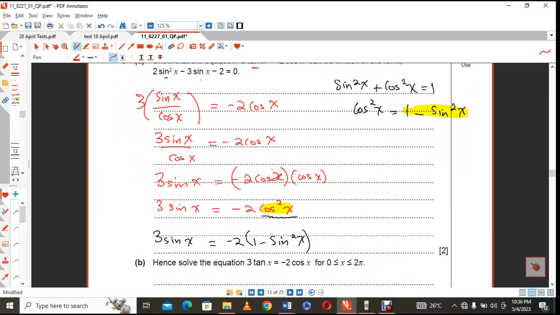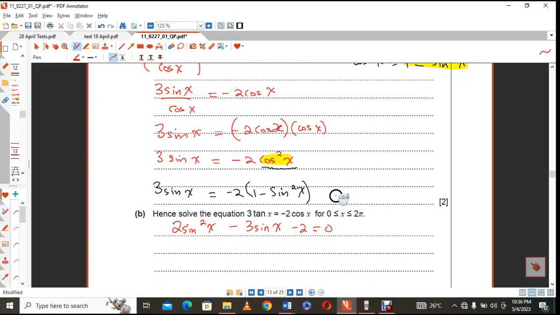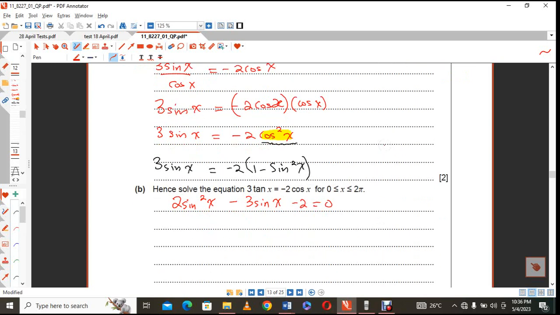So I'm going to have 2 sine square x minus 3 sine x minus 2 equals 0. This is what I'm going to solve. And the domain is given from 0 radians to 2 pi radians, so in degrees it's 0 degrees to 360 degrees. Please make sure that you know. I'm going to say let sine x be replaced by the letter k.